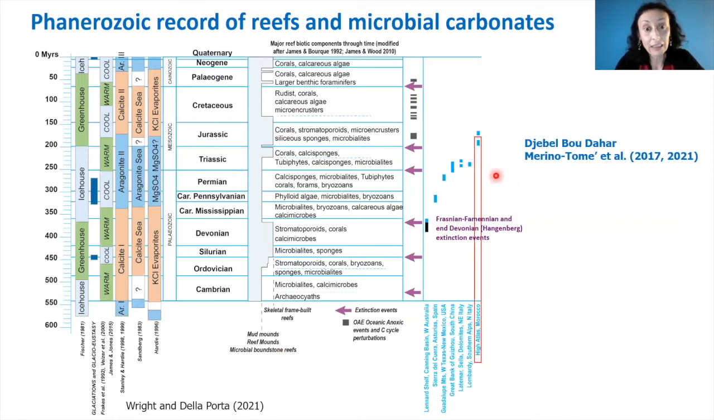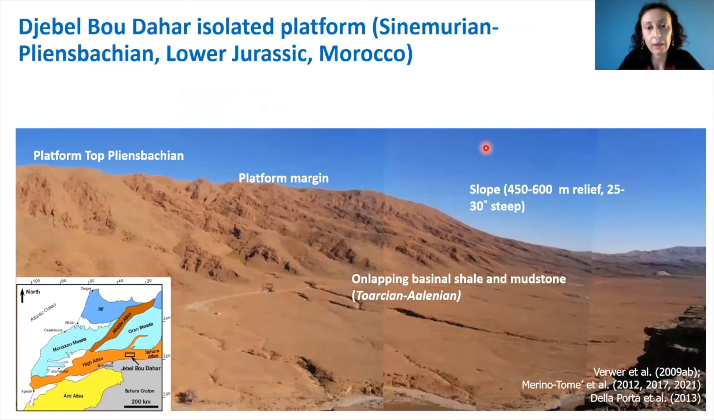So after the Triassic, there is an important extinction event at the Rhaetian-Hettangian boundary, and the lower Jurassic platforms show a mixture of microbial boundstone and coral reef. The example that I have studied with all my colleagues listed here is in Morocco. The Jebel Bou Dahar is again a high relief platform with a height from platform margin to basin of nearly 450-600 meters, visible on outcrop, and a steep slope up to 30 degrees steep.